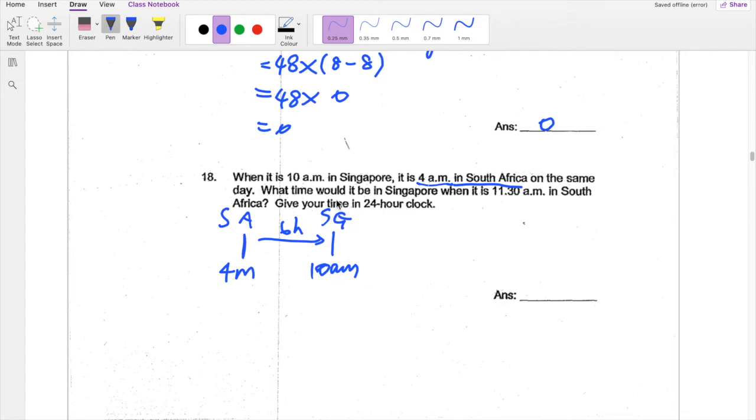So he asks, what time will it be in Singapore when it is 11:30 a.m. in South Africa? So this 11:30 a.m. is South Africa time. So what's the time in Singapore? We know that Singapore is 6 hours later, so for the 11:30, we need to plus 6 hours. This gives 17:30.